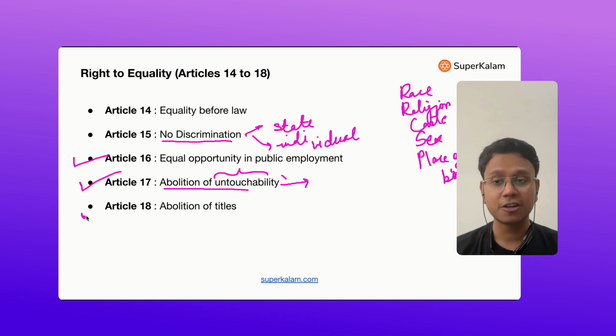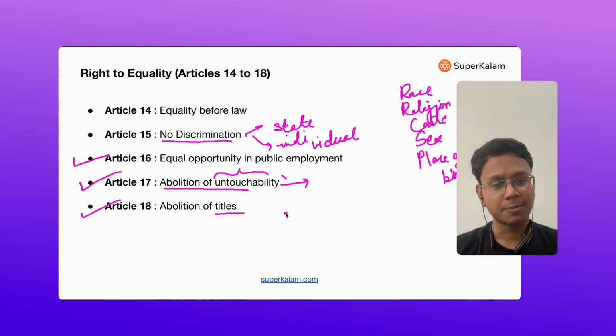Article 18 is abolition of titles. So earlier during the British Raj, there used to be titles like Raj Bahadur, etc. These titles created some sort of distinction, discrimination between individuals. Therefore, these were also abolished.